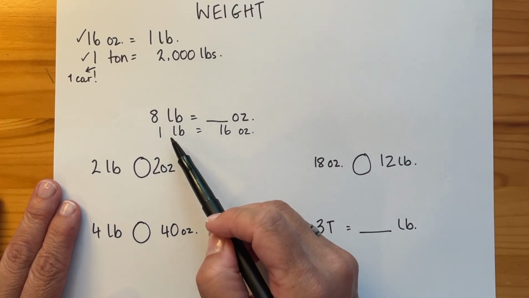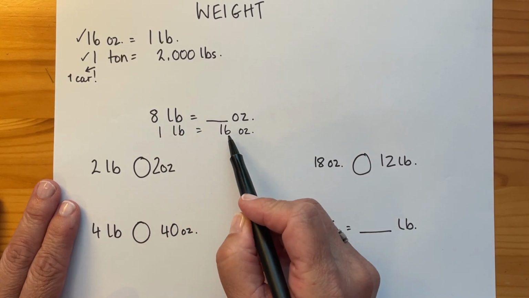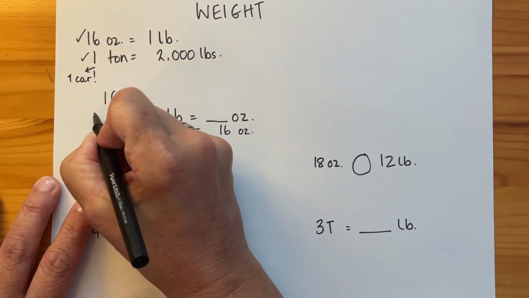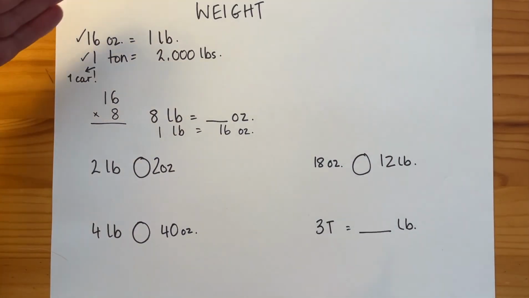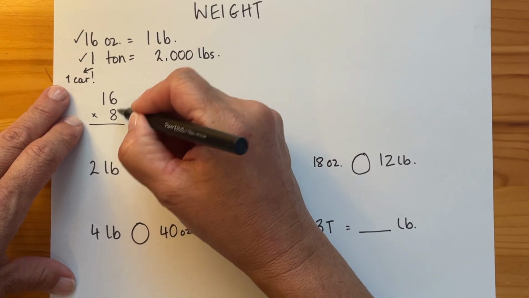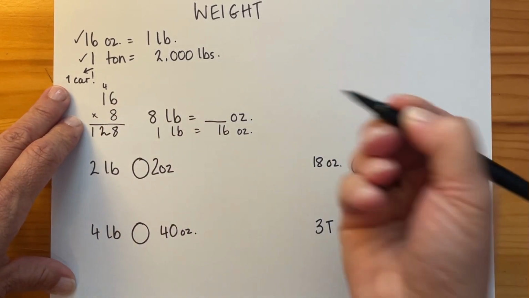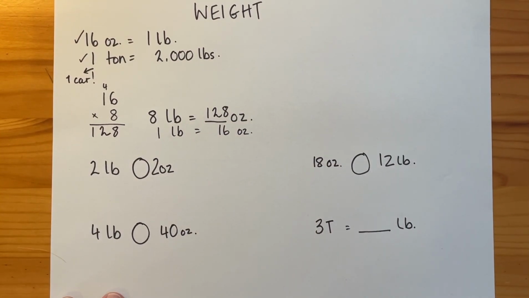Okay, so if 1 pound is 16, then 8 times more would be 16 times 8. Now, you do not need to know 16 times 8 in your head, but lucky for you, you do know how to do long multiplication. And when you're doing conversions of weight between ounces and pounds, you're going to notice that you're going to multiply by 16 a lot. You may even start memorizing some of them because you're going to do them so many times. Okay, so 8 times 6 is 48. 8 times 1 is 8, plus 4 is 12. So 8 pounds is the same as 128 ounces.